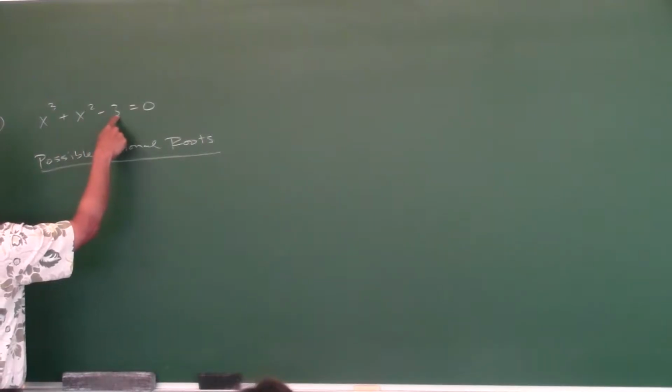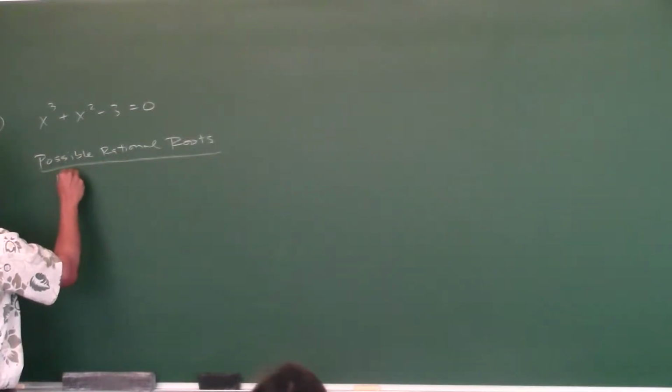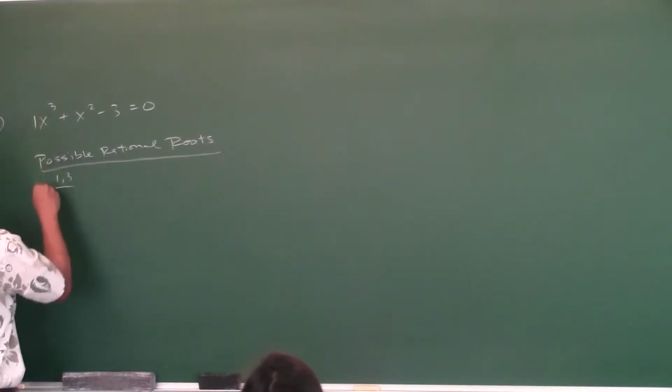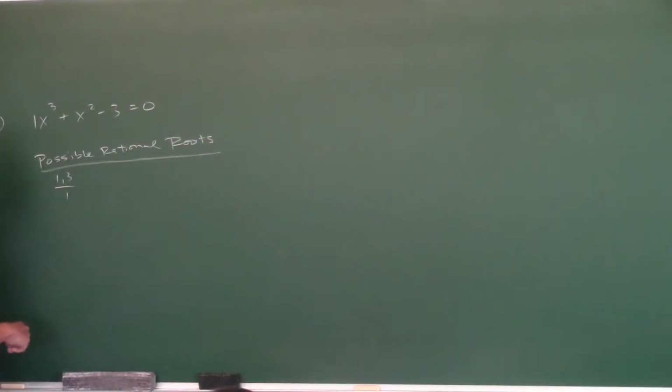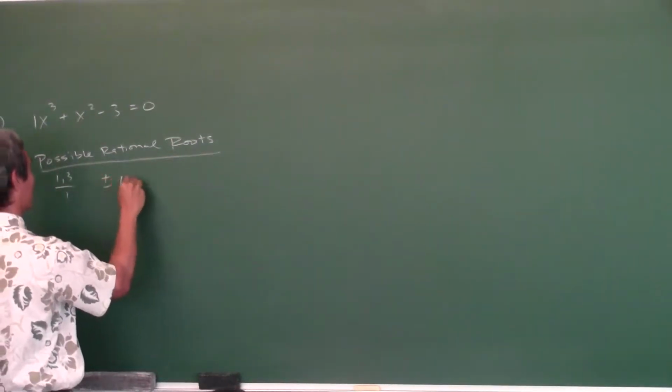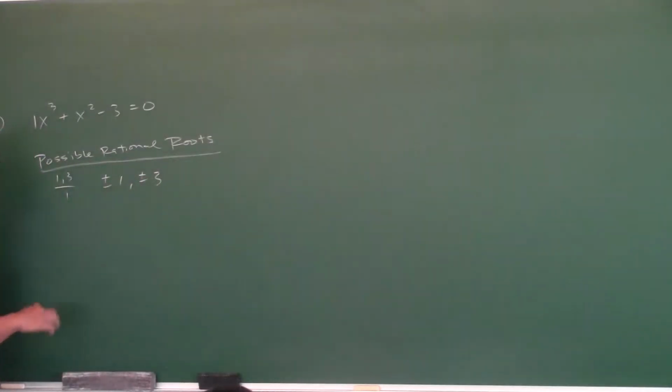What are the factors of 3? 1 and 3. What are the factors of 1? 1. So if you take all the combinations, it's plus or minus 1, plus or minus 3. Except tomorrow they'll have way more than that. And don't forget to put plus or minus now.